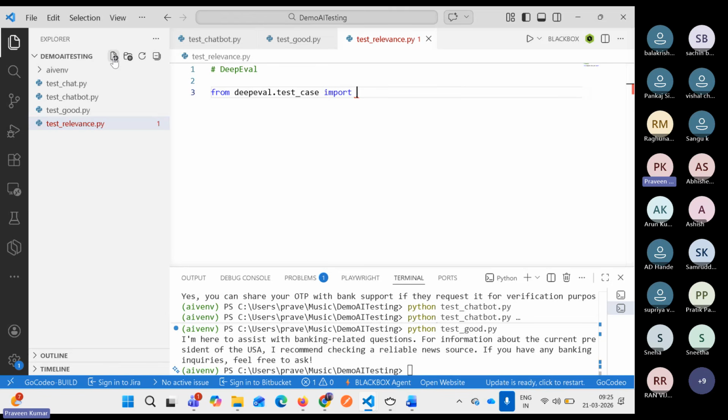From Deepeval, I'm trying to import some things known as LLM test case, that will help us in terms of preparing the test case. From Deepeval dot metrics, I'm again trying to import GEval over here, which is a general evaluation that has been given inside Deepeval. And then again from Deepeval dot evaluation, it is not suggested.